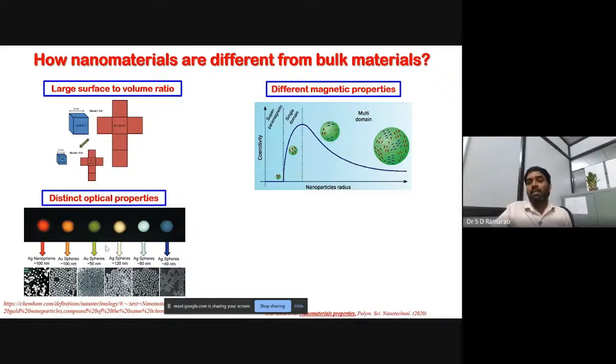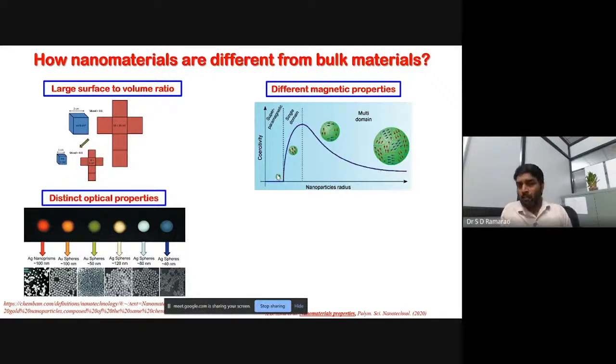When I'm decreasing the particle size, when I'm going down, the nanoparticle radius is decreasing. What will happen? I'm reducing the number of domains, and I can attain a single domain region. After that, a few materials will show superparamagnetism. The best example is iron oxide, Fe2O3. At room temperature, it is ferromagnetic in nature, and if you go down below around 50 nanometers, it will show superparamagnetism.